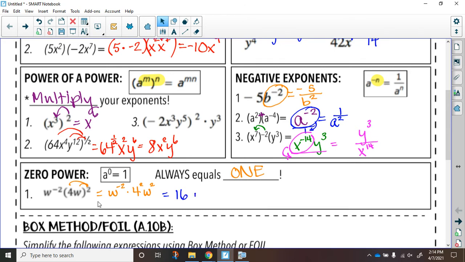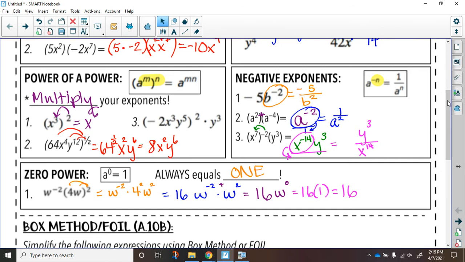And then if I have w to the negative 2 and w to the positive 2, when I add these two terms together, we get 16w to the 0, because negative 2 plus 2 is 0. So again, anything raised to the 0 power equals 1. So 16 times 1 equals 16. This one was kind of drawn out, but I wanted you to see how it works.